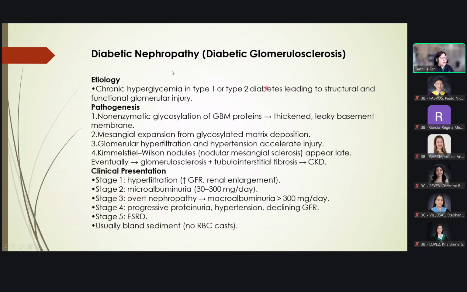So next you have diabetic nephropathy or diabetic glomerulosclerosis. So chronic hyperglycemia in type 1 or type 2 diabetes leading to structural and functional glomerular injury.